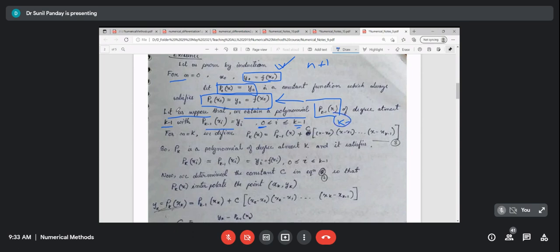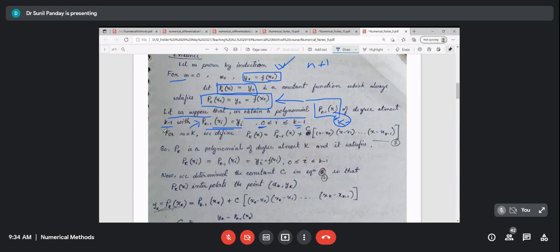So we are assuming that if we have k data points, then there exists a polynomial of degree k minus 1 which satisfies this interpolating condition. So p_{k-1}(x) is a polynomial of degree k minus 1, and it satisfies this interpolating condition for the k data point sets. Now for n equal to k, we define p_k(x) like this.